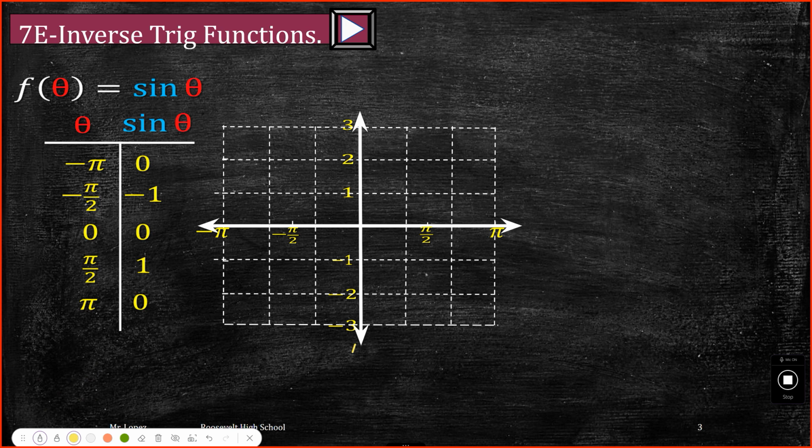So, we're doing something we already did a lot before. Plot the points. Negative pi is 0, and then you got negative pi by 2, which is right here, is negative 1, and then you got 0, 0, and then you got pi by 2 is 1, pi is 0, and connect these dots in a curve because you know it's a wave. It's a wave thing like this.